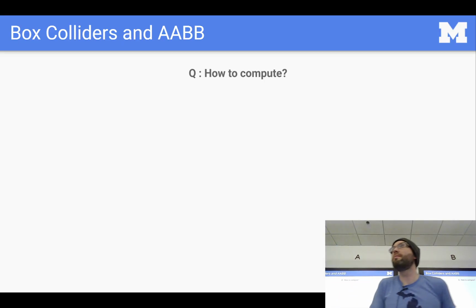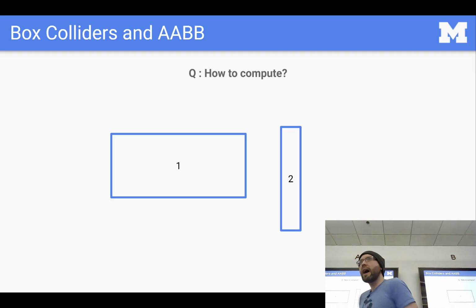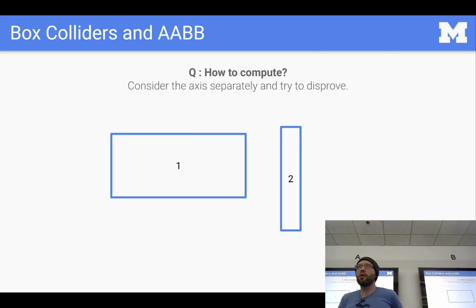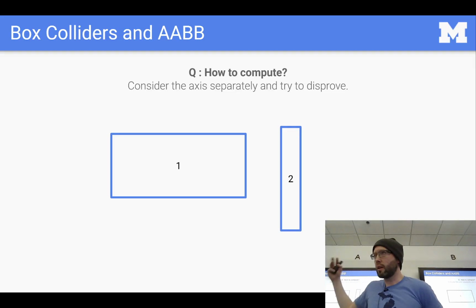Okay, so how to compute? Well, you've got two rectangles, let's say. You've got two boxes, and you want to know whether or not they intersect at all. Okay? So one really good way to approach these kinds of problems in general is to separate your axes and only focus on one axis at a time. That will make it much simpler to think about, and you can expand that to 2 dimensions very quickly.